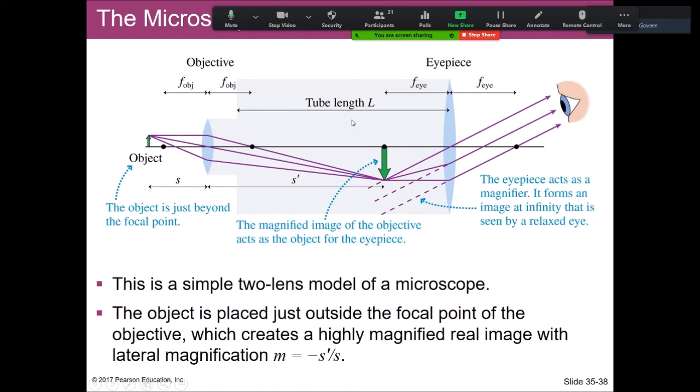And what happens is the tube that the light is transmitted through, basically the effective distance between the objective and the eyepiece, which we'll call the tube length, produces an image that is effectively at the focal length for the eyepiece. And that creates a highly magnified image that is seen through the eyepiece. So here, the distance S is very small, and the image distance ends up being very, very big. And so we create a large magnification when we do that.